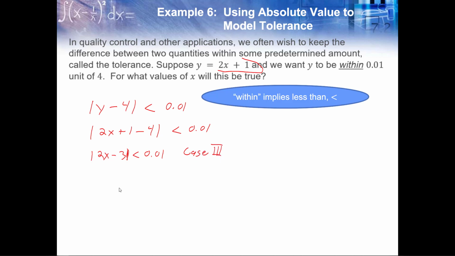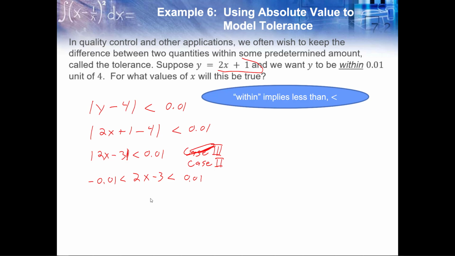This will be a case 2 problem, and that implies the compound inequality of negative 0.01 is less than 2x minus 3, which is less than 0.01. And this is what we want to solve.